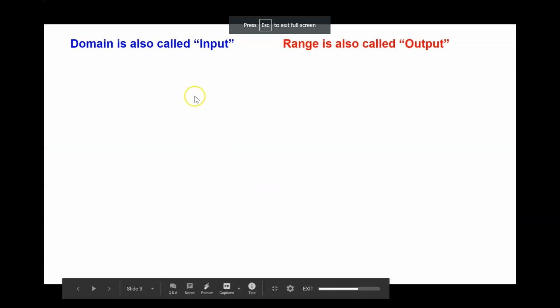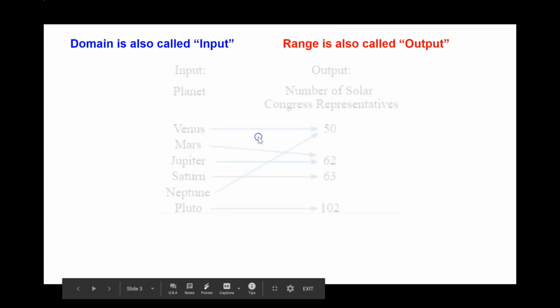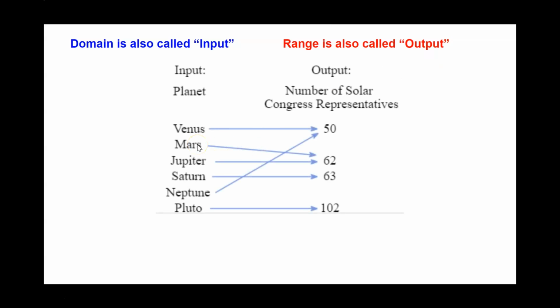So now let's go to input and output when we're talking about objects or words. So input is the same thing as domain, which again we're referring to the x values. Range is going to be the output. So for this here, we want to figure out what the domain is for the planets and the solar Congress representatives as far as the number of them. So Venus has 50 and Neptune has 50.